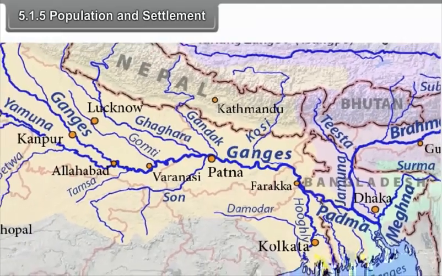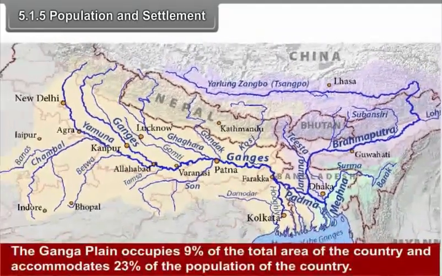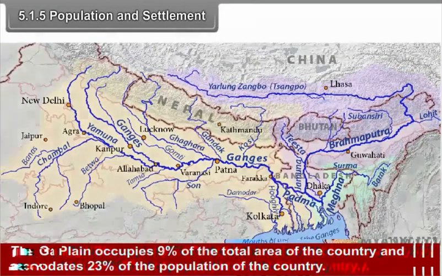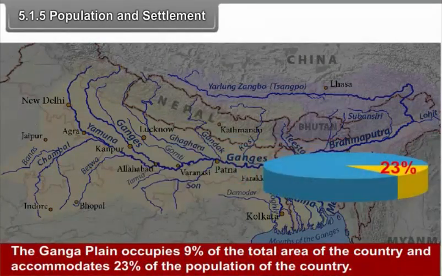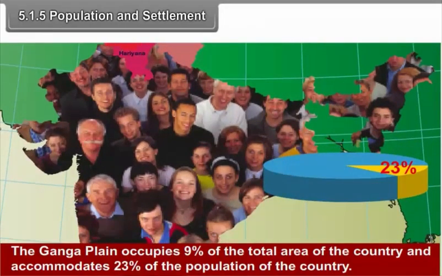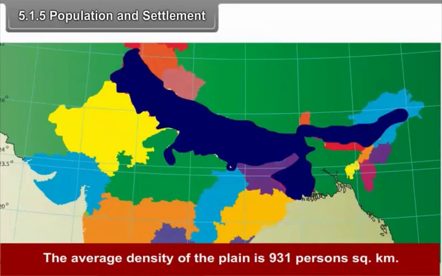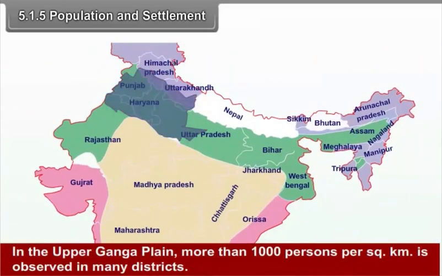5.1.5 Population and settlement. The Ganga plain occupies 9% of the total area of the country and accommodates 23% of the population of the country. The average density of the plain is 931 persons per square kilometer. In the Upper Ganga plain, more than 1000 persons per square kilometer is observed in many districts.